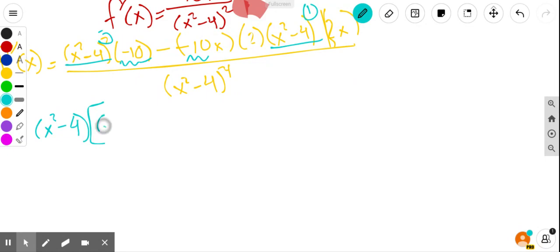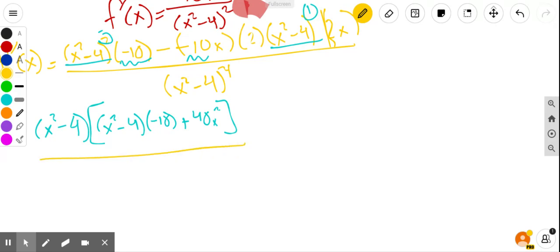All right, so that means I would have an x squared minus 4 multiplied by a negative 10 minus a negative 10, so that's going to be positive. So 10 times 2 times 10 will be a 40x squared. And that is my numerator over x squared minus 4 to the fourth.